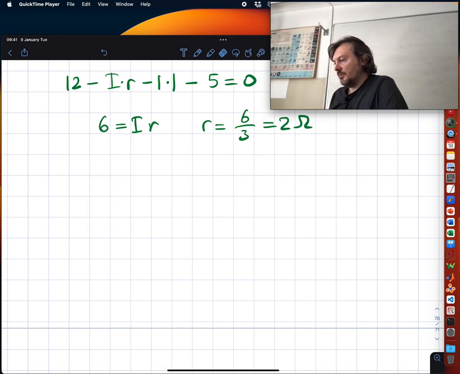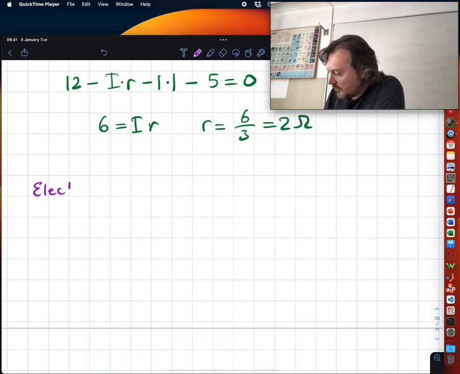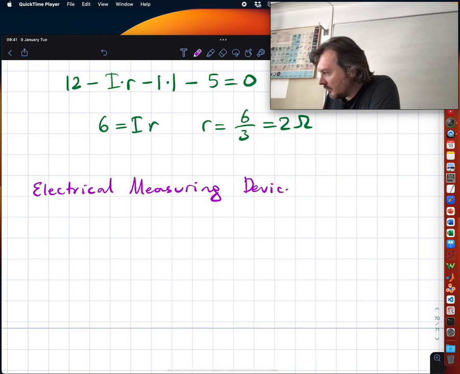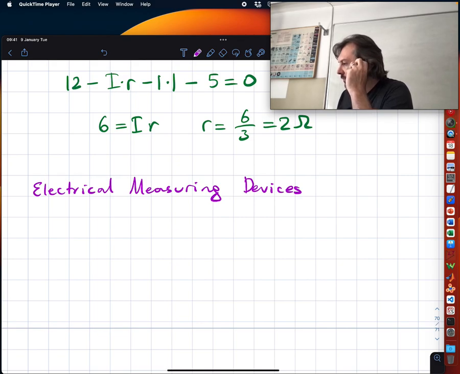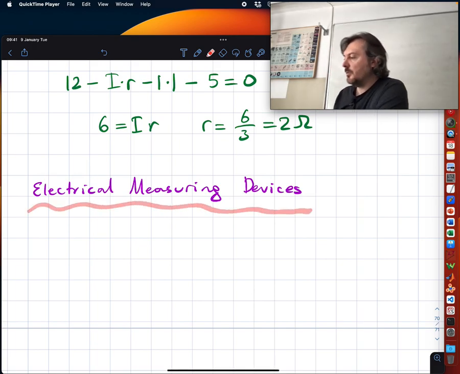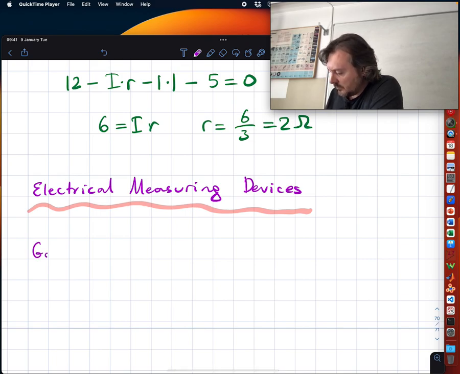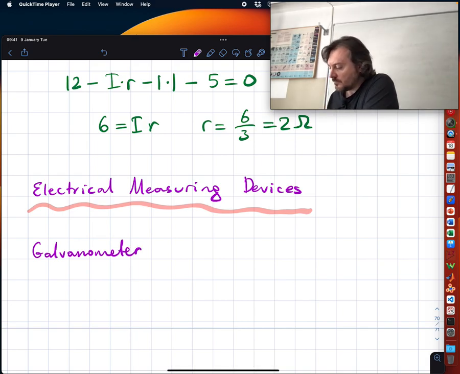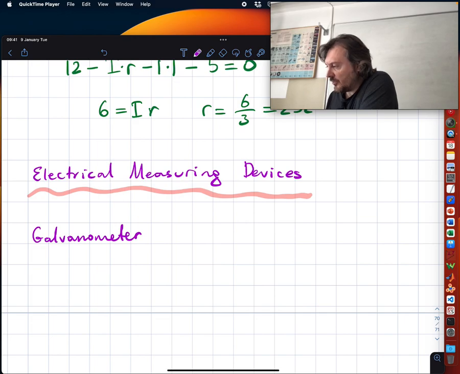So I hope Kirchhoff's laws make sense to you, right? We can continue with electrical measuring devices. Let me start with galvanometer. So practically galvanometer is something that measures current.